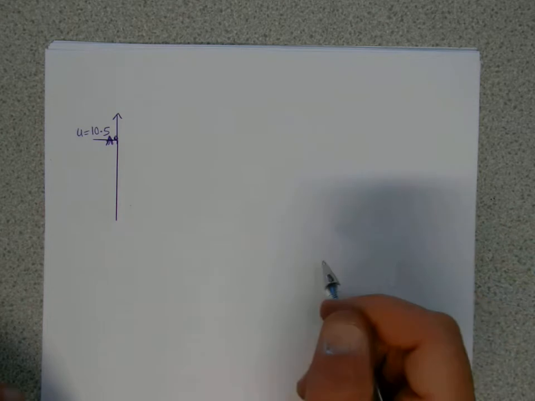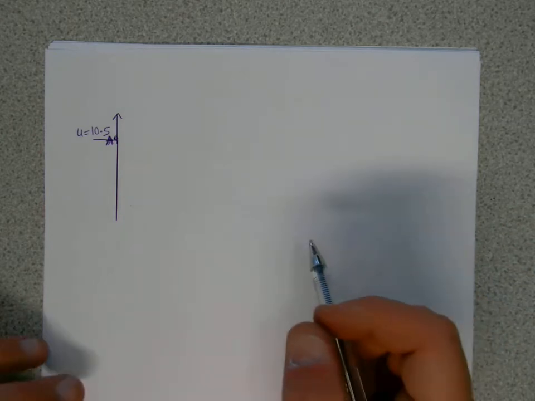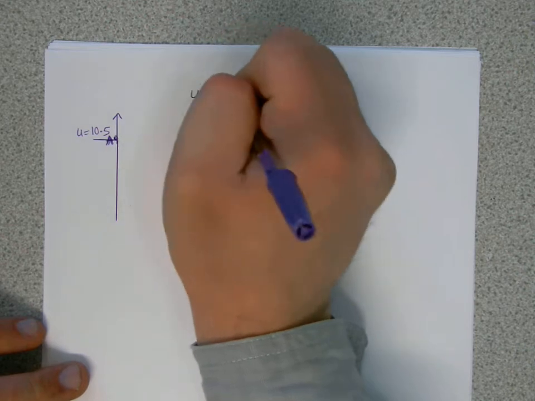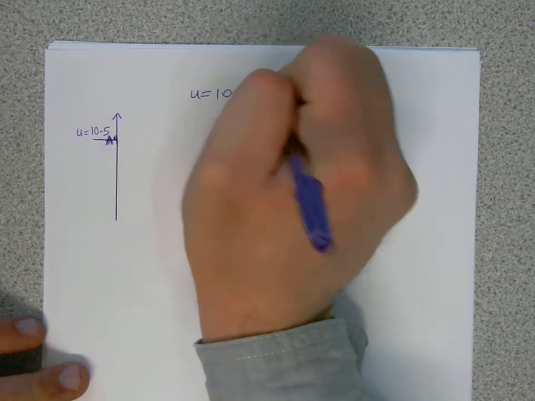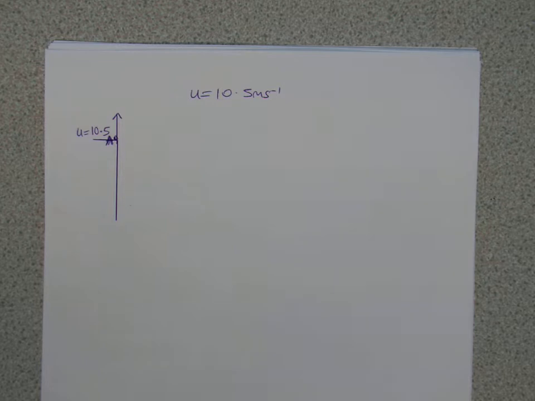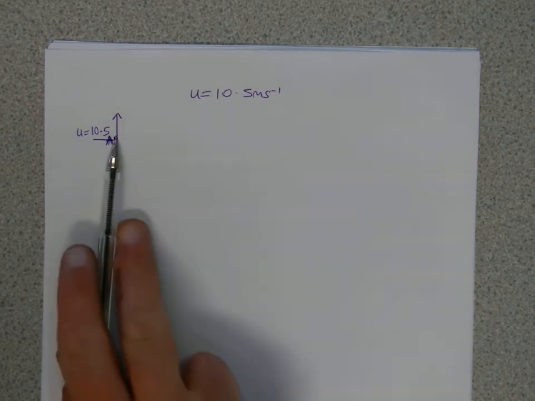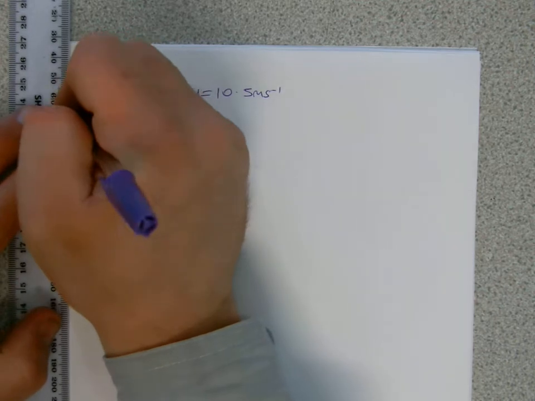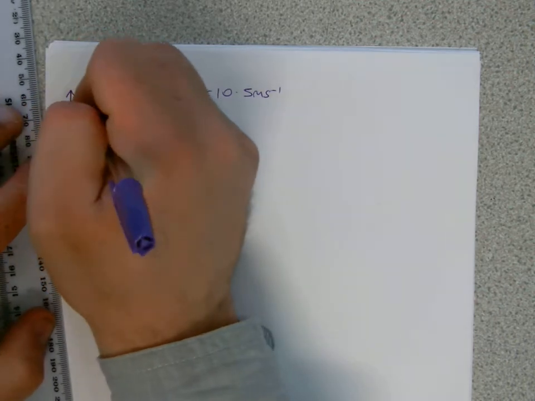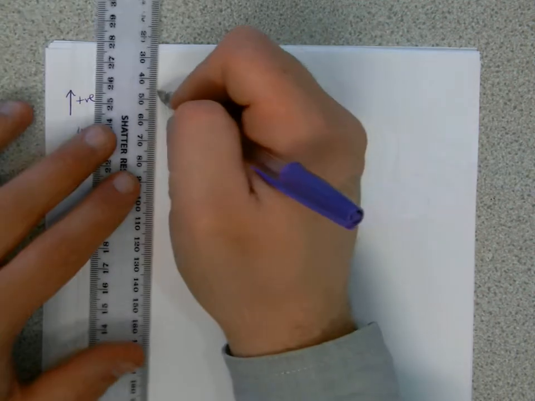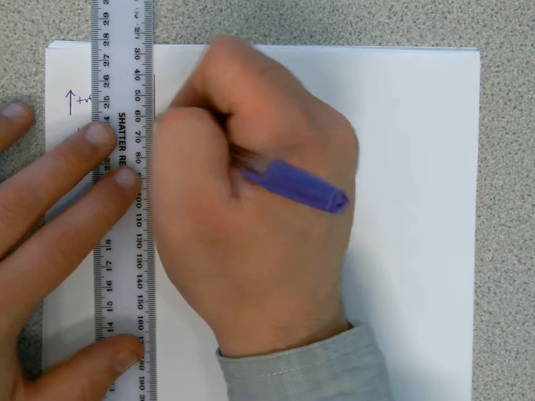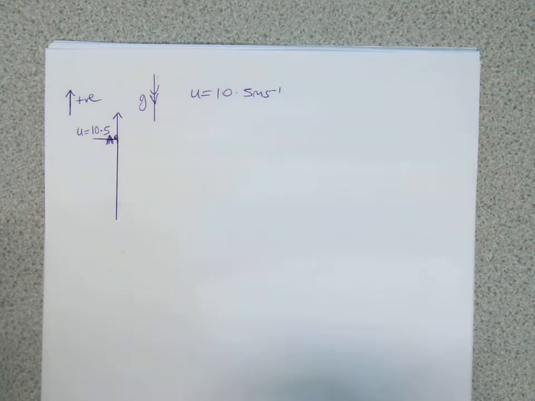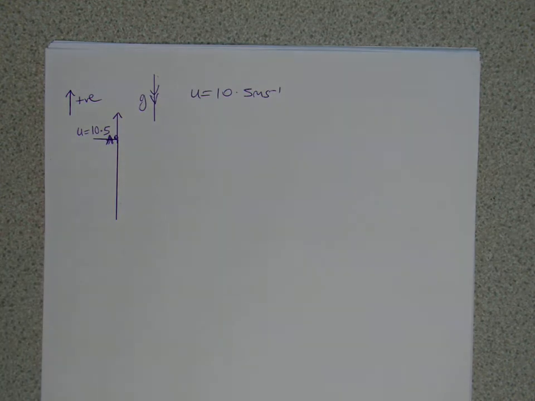Okay, so in this question it says a pebble is projected vertically upwards with a speed of 10.5 meters per second from point A at the top of a cliff. So you can see here at the top of my cliff, it's gone upwards. So because it's gone upwards, we'll take upwards as positive, right? And of course, acceleration caused by gravity is always downwards, okay? That's opposite direction to our positive in this case.